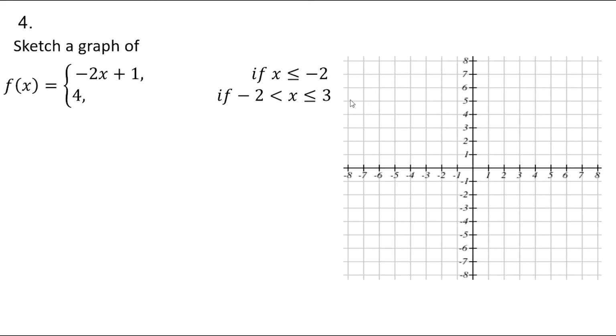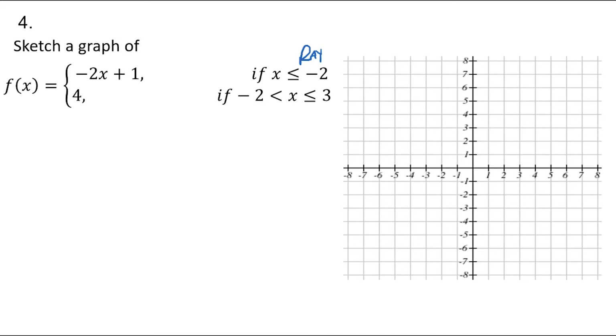Here we're going to sketch the graph of f of x, and f of x is broken up into two pieces. The first piece is negative 2x plus 1 if x is less than or equal to negative 2. So this is just a portion of the graph that will look like a ray. It'll be a dot on one end and an arrow on the other.